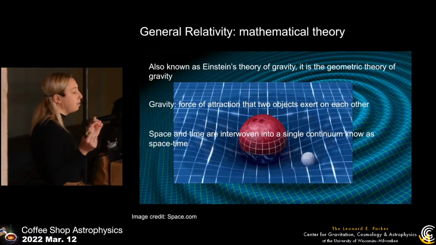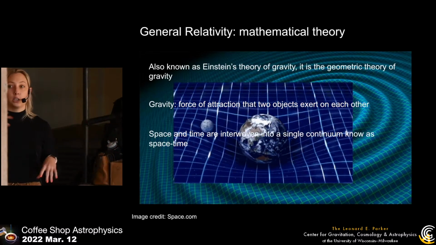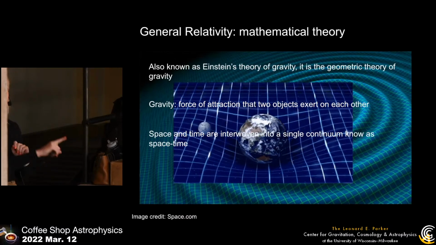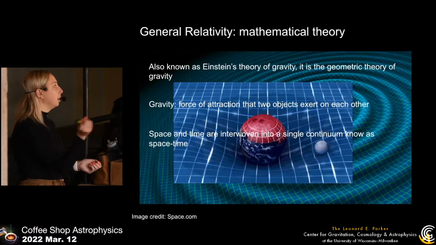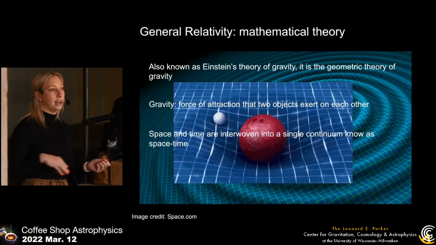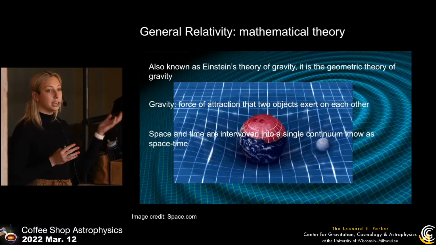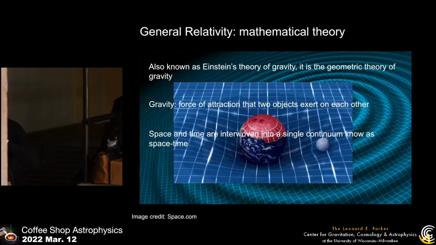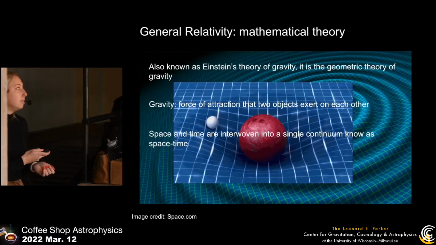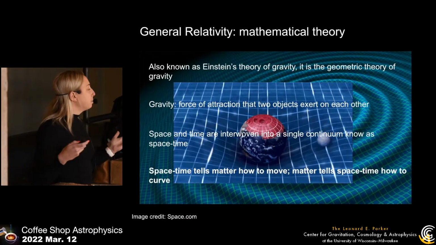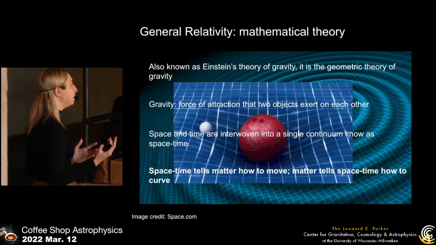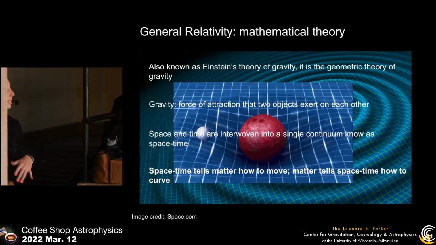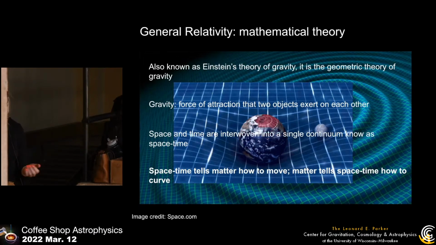What he's saying is, if you think of putting a large object on a trampoline, and let's say you throw a marble around it, the marble will orbit it, and then it'll be tugged into the larger object. And that's exactly what's happening with planets and large objects in space when things are orbiting around it. And the best simple explanation that I like for general relativity is that space-time tells matter how to move, and matter tells space-time how to curve.